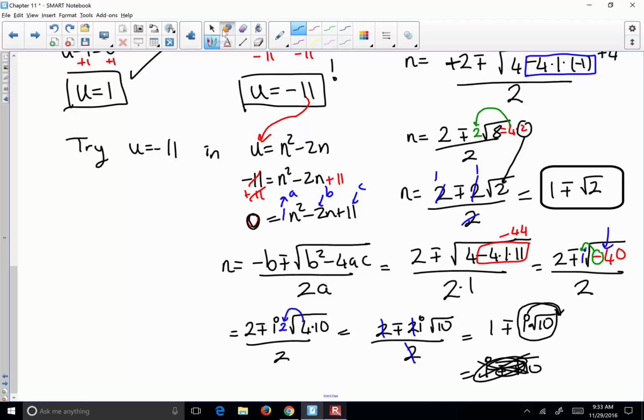So this is the second pair of solutions. Do you see 2 solutions here as well? 2 here, 2 here. In total, how many do you have? 4.